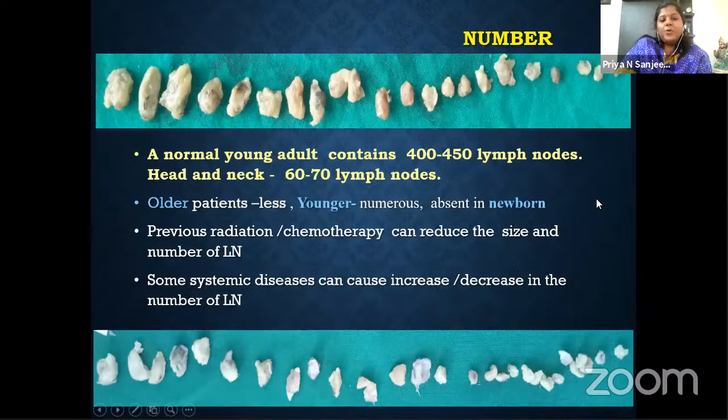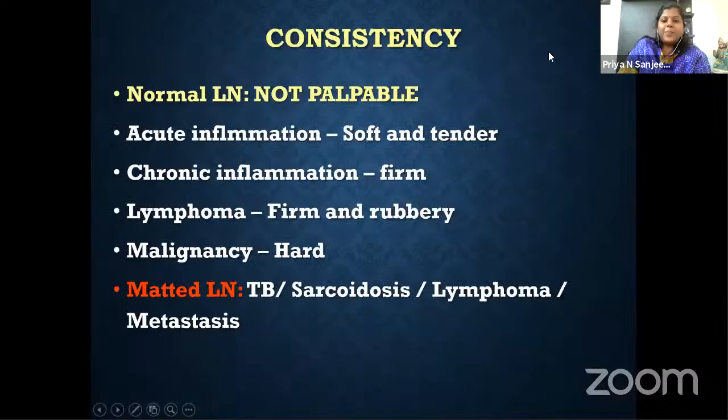So the number of lymph nodes, it varies. A normal young adult contains around 400 to 450 lymph nodes, with head and neck region bearing around 60 to 70 lymph nodes. Older patients may have fewer lymph nodes compared to the younger ones, and it can be absent in the newborn. And lymph node size and number is reduced with respect to previous radiation or chemotherapy. And some systemic diseases can also increase or decrease the number of lymph nodes. So this is the level 1 lymph nodes, which are more than 25, which were resected from a neck dissection specimen.